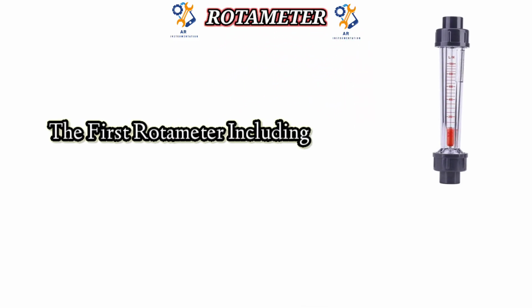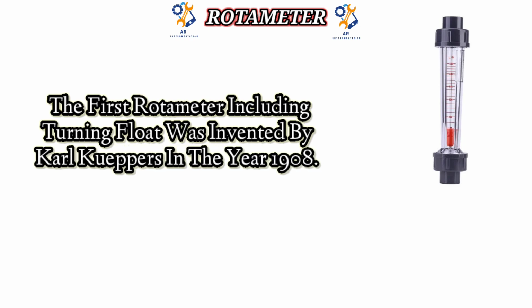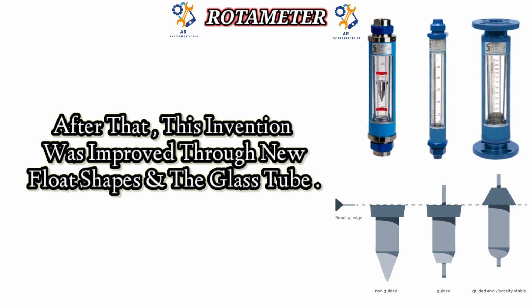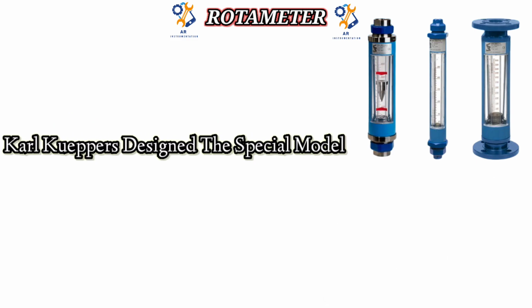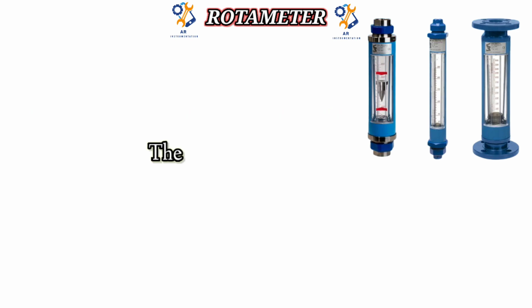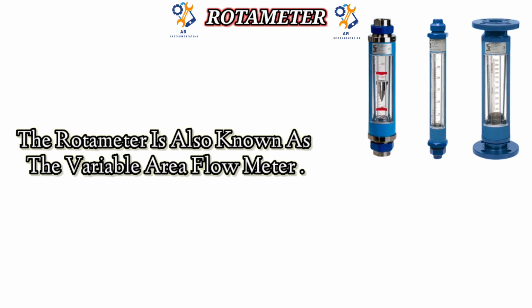The first rotameter, including a turning float, was invented by Carl Kuipers in the year 1908. After that, this invention was improved through new float shapes and the glass tube. Carl Kuipers designed the special model within the glass tube to recognize a symmetrical flow scale. The rotameter is also known as the variable area flow meter.